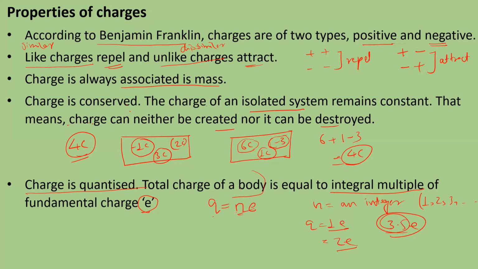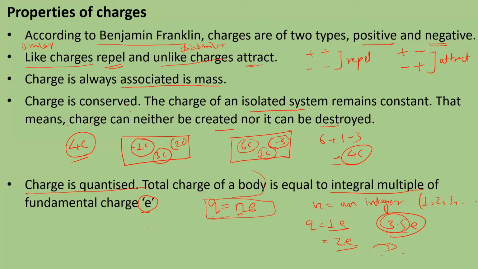You cannot say you need 1.5, because either one electron will be donated. If you're having two bodies, then it can take either one electron or two electrons. It cannot take 1.5 electrons or 3.5 or 4.5. In fractions it cannot take. It can take whole numbers. So this is one important property, that charge is a quantized quantity.